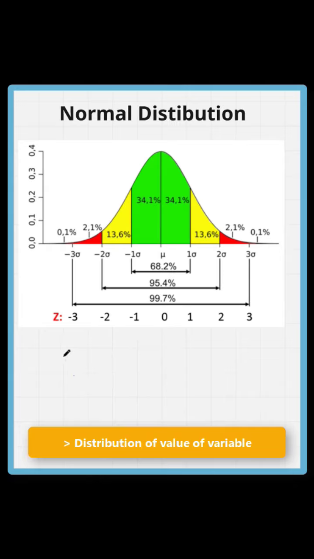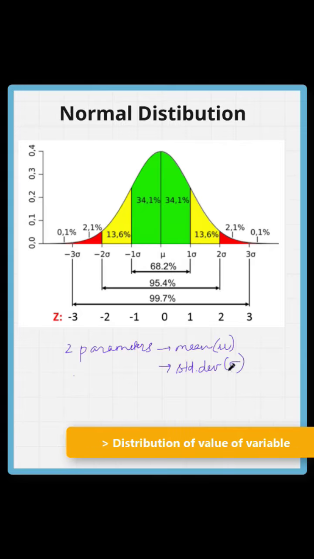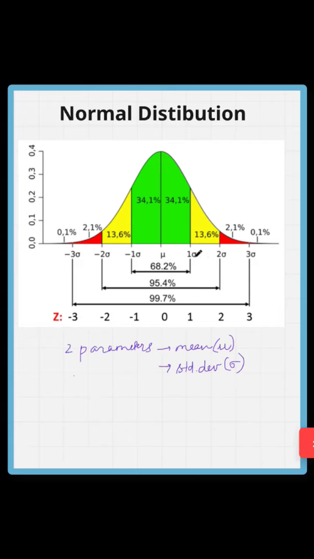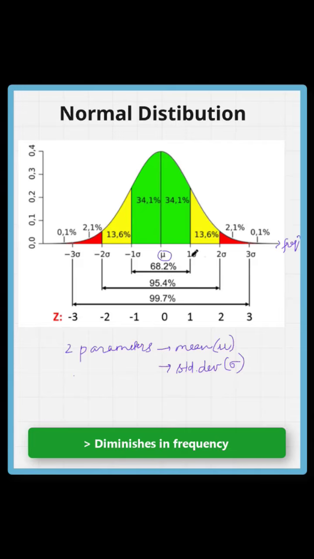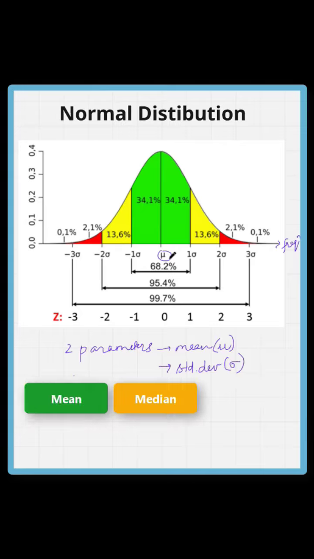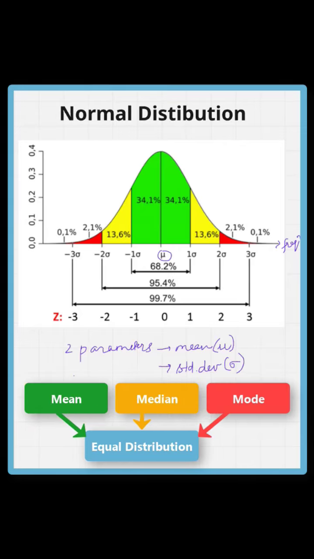It is mainly defined by two parameters. That is nothing but the mean, which has this symbol, and the second is the standard deviation, given by this sigma. So here the bell curve of a normal distribution is symmetric. It diminishes in frequency as the data points move away from the mean. So we can see it is diminishing. This symmetry implies that the mean, median and mode of the distribution are always equal.